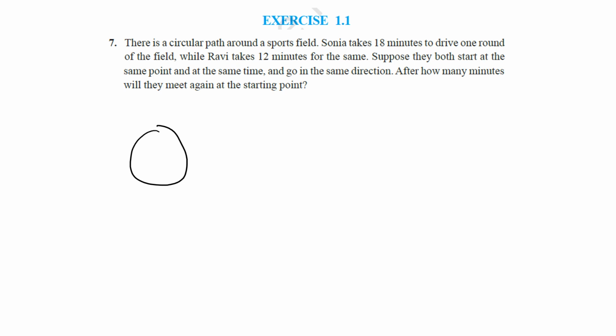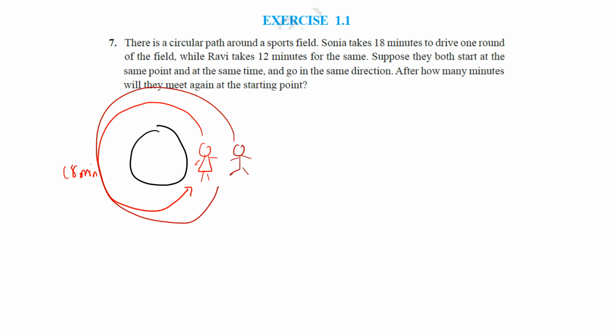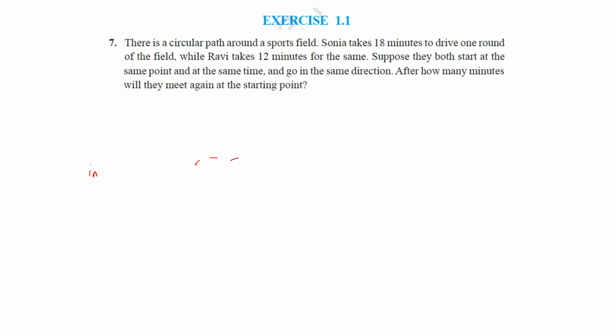So Sonia takes 18 minutes to go around the field, and we have Ravi who takes only 12 minutes to go around the same field and come back to the same starting point. Suppose they both start at the same point and at the same time and go in the same direction. After how many minutes will they meet again at the starting point?